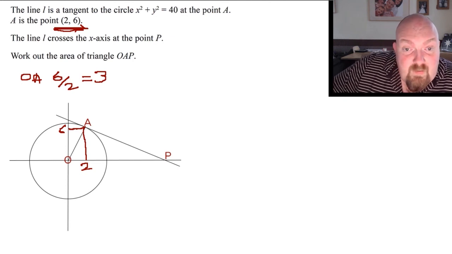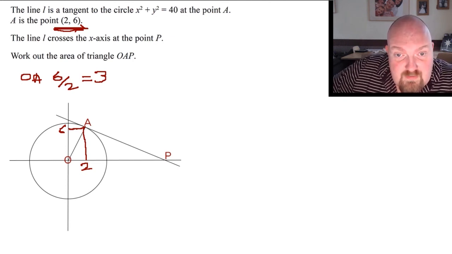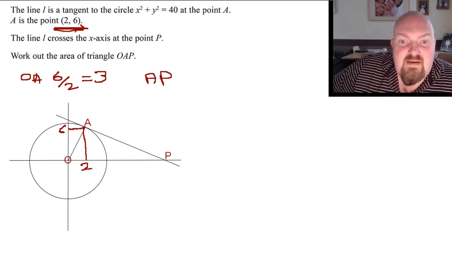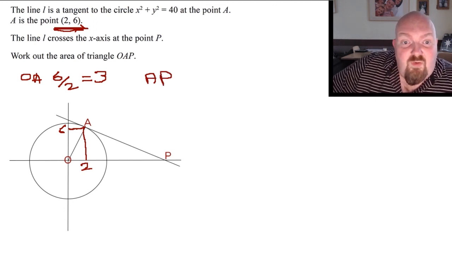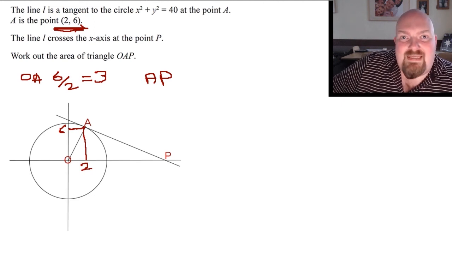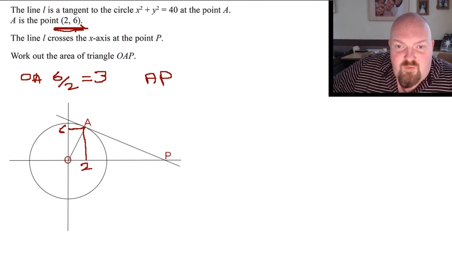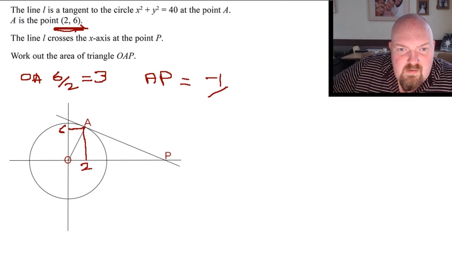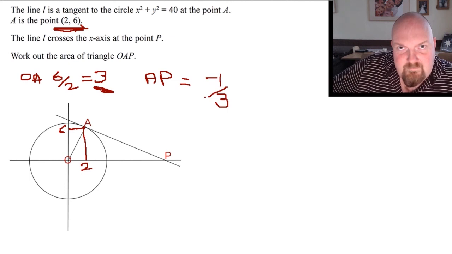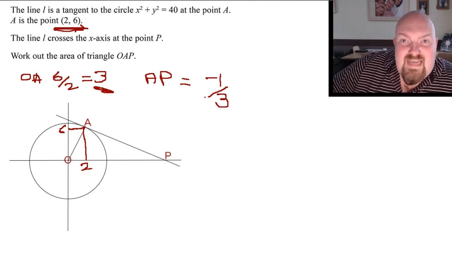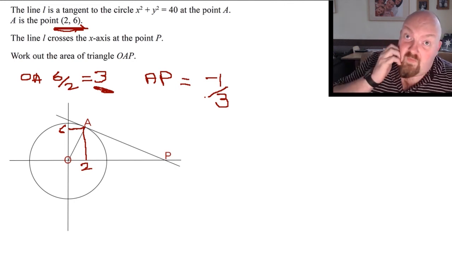We'll need that because what we're then going to do is work out the gradient of the line AP. Now, you'll remember from your lessons that if two lines are perpendicular, then there's a special relationship with their gradients. The way we work out the gradient of a perpendicular line is that it is -1 over the original gradient. So in this case, it's going to be -1 over 3. Okay? So just to recap, if two lines are perpendicular, then the second line has a gradient that is -1 over the first gradient.